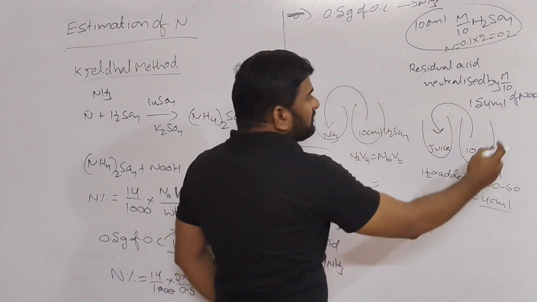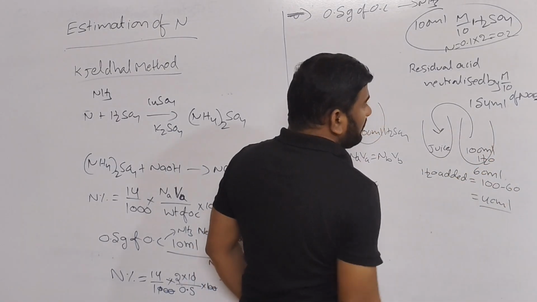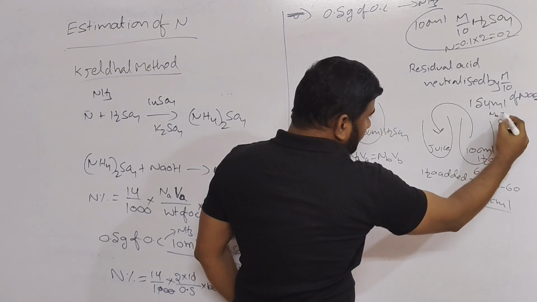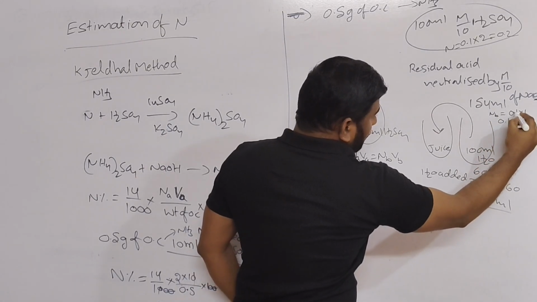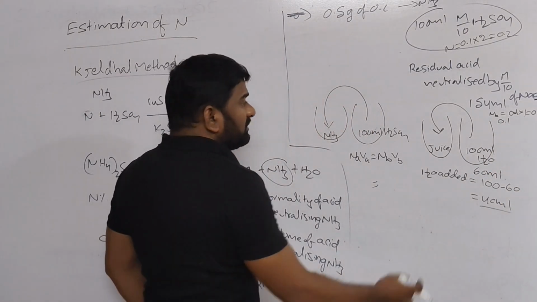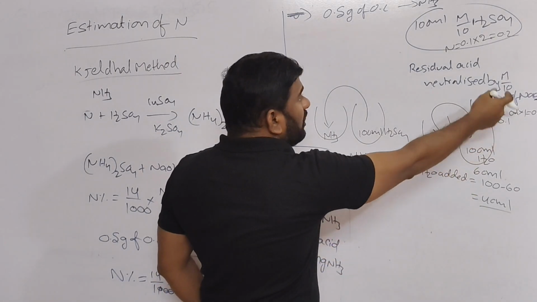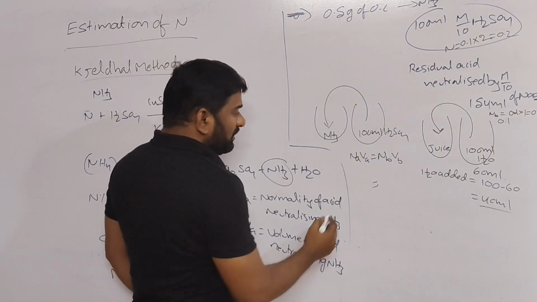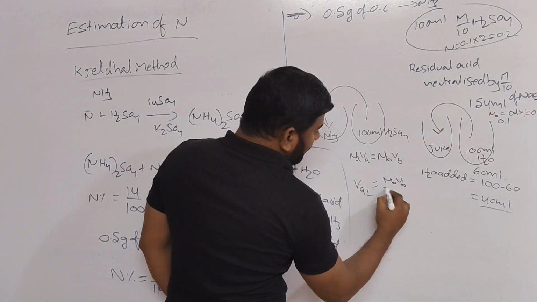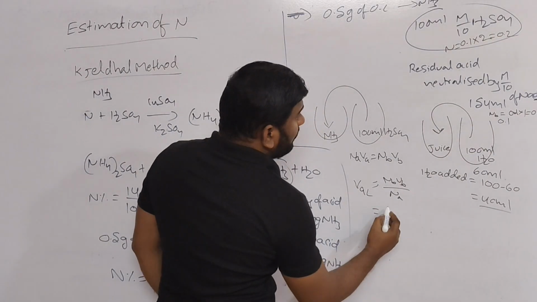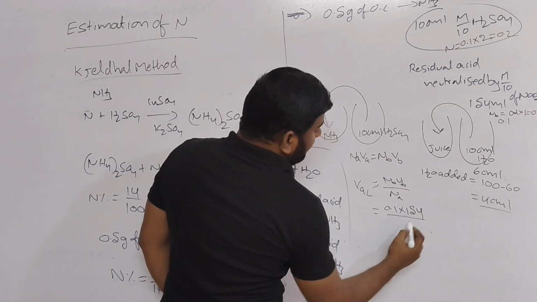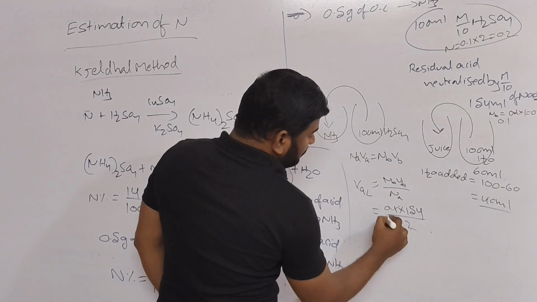That is the acid normality. Similarly, for the base normality, the replaceable OH minus ion is 1 only. M/10 means 0.1, so Nb is 0.1 into 1, which is 0.1 only. By using this, how much acid is left, you want to calculate. Volume of acid left is NbVb by Na. Nb is 0.1, Vb is 154, Na is 0.2. So simply it is 1 by 2.